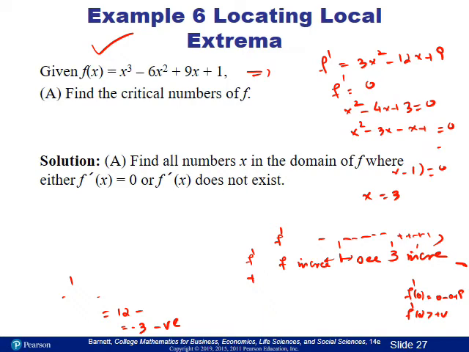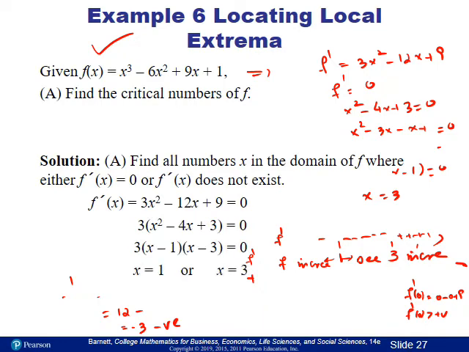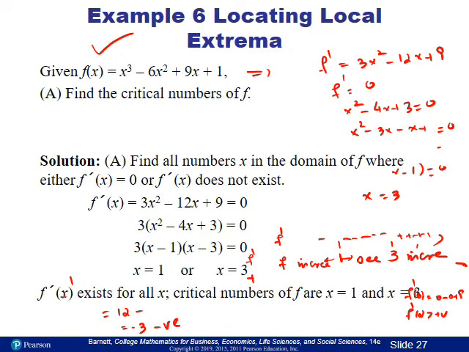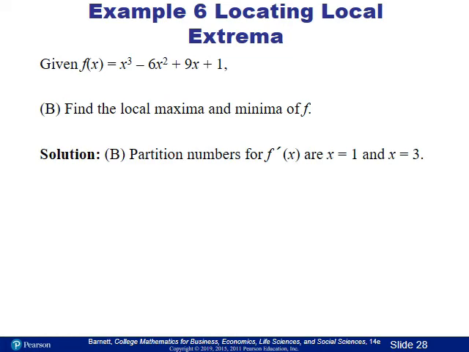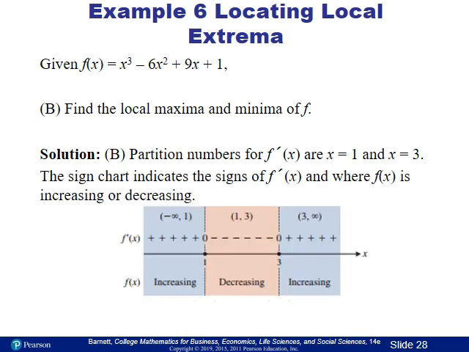So we can see that find all numbers x in the domain of f where either f dash of x equals 0 or f dash does not exist. So here when we solve this we get x equals 1 or x equals 3, like we have already discussed. F dash of x exists for all x. Critical numbers of f are x equals 1 and 3. So here find the local maxima and minima of f, partition numbers for f dash of x, x equals 1 and x equals 3.